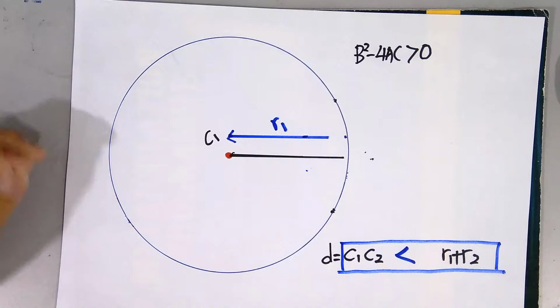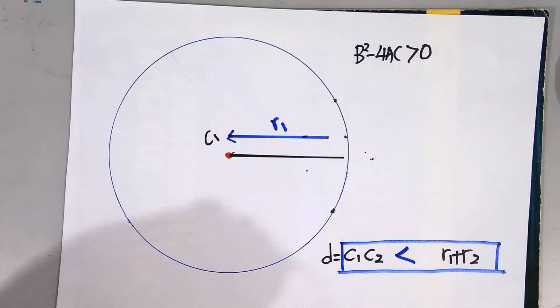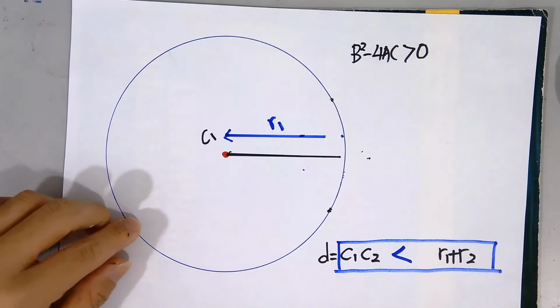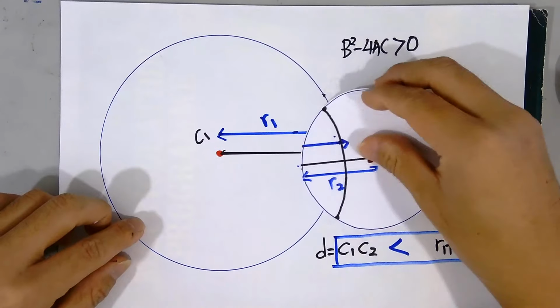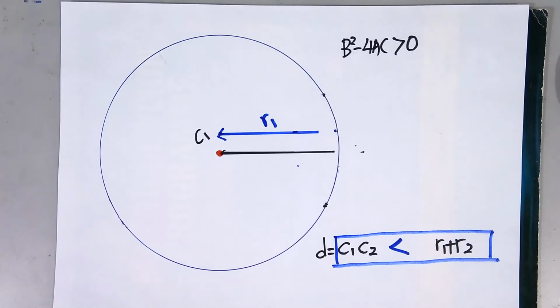I think that's all for this video. Hope you understand the three situations. I have three videos for this. One is the circles intersecting at a point, touching. Secondly, the circles do not intersect. And for this situation, the circles intersect at 2 points. Okay, I think that's all for this video. Hope you understand.